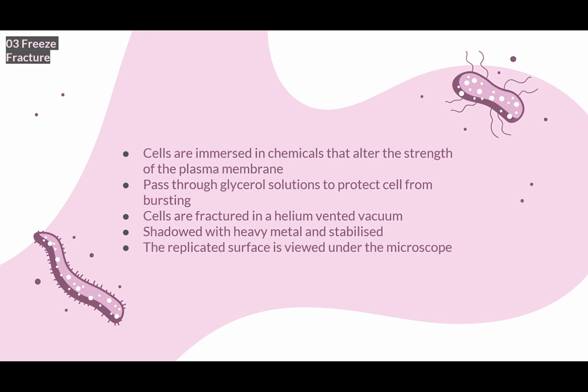The intermolecular bonds are split apart with the fracture. That happens by immersing the cells in chemicals that alter the strength of the internal and external plasma membrane, and thus immobilize the macronutrients. The cells then pass through glycerol solutions to protect them from bursting throughout the fracturing. Lastly, the cells are fractured in so-called helium-vented vacuums. Then they are shadowed with heavy metals and stabilized so they can be seen. And lastly, their 3D structures are replicated and viewed under the electron microscope, which is also how the fluid mosaic model was first discovered, I believe.